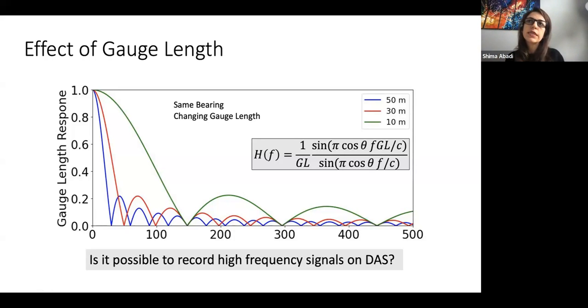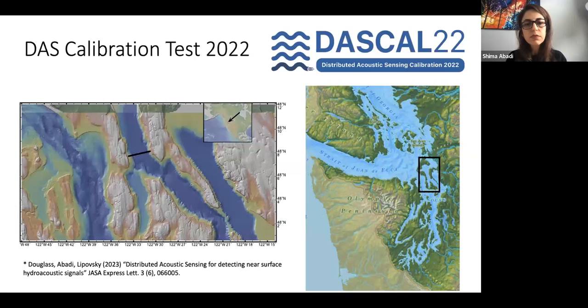And in ocean acoustics, a lot of sources are at higher frequencies. A lot of species vocalize at higher frequencies. We have different types of noises that can go up to really, really high frequencies. So we want to check this hypothesis, technically. If we go to a lower gauge length, can we record higher frequencies?